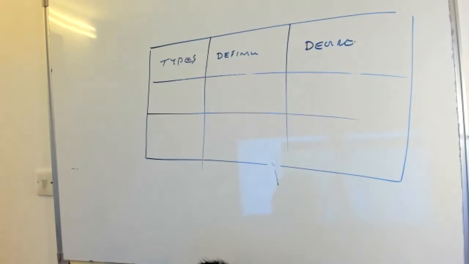Quadratic polynomial definition. A polynomial is of the form ax squared plus bx plus c, where a, b, c are real numbers and a is not equal to 0. Degree is 2. Example 3x squared plus 1, 4x squared plus 2x plus 1. Okay.